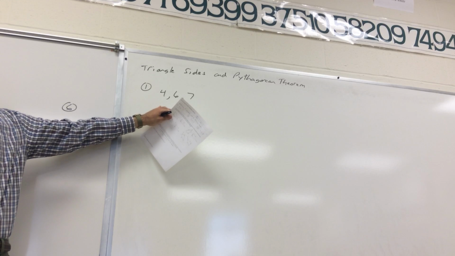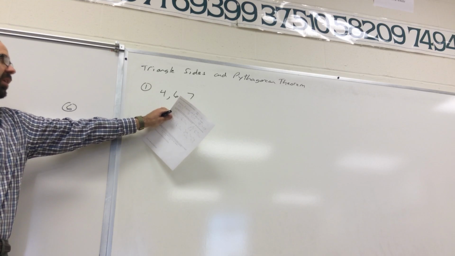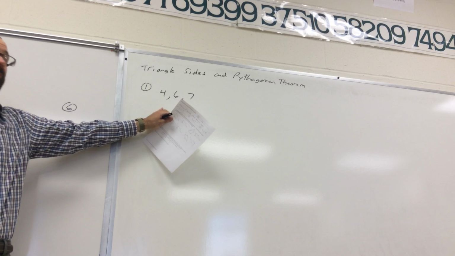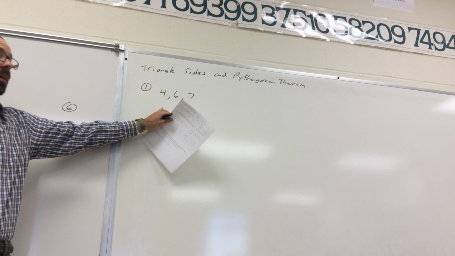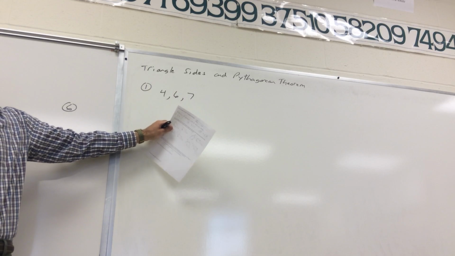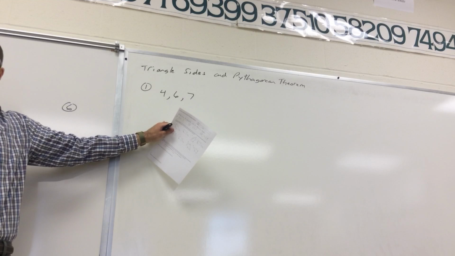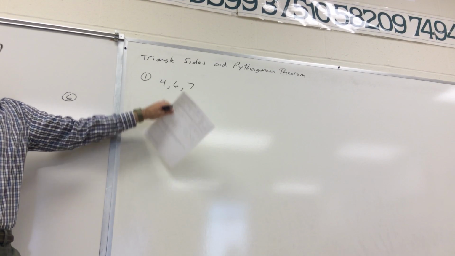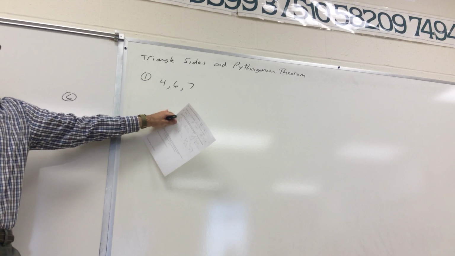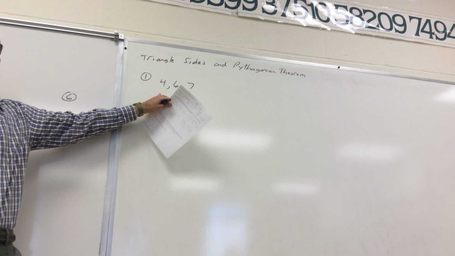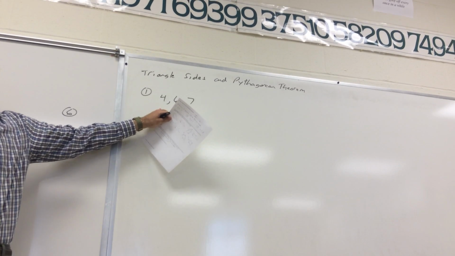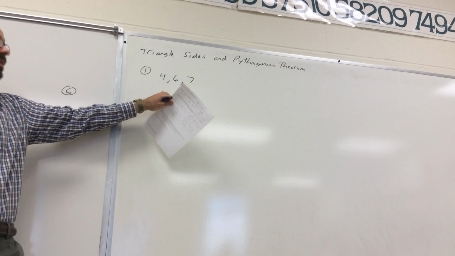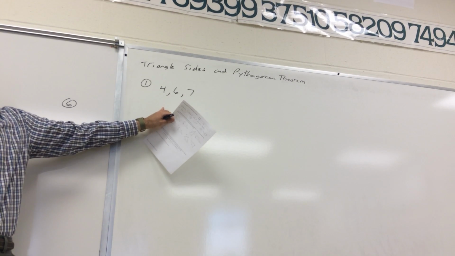And in number one, they gave us three numbers, 4 and 6 and 7. And the directions say, is it possible to make a triangle that has these three side lengths? So if we had a 4-inch side, and a 6-inch side, and a 7-inch side, the question is, would it be possible to make a triangle out of this?